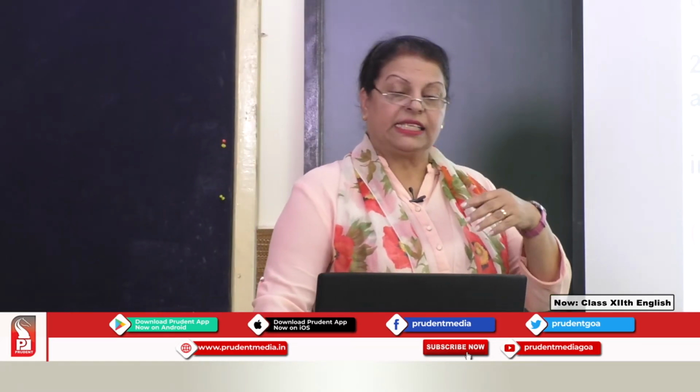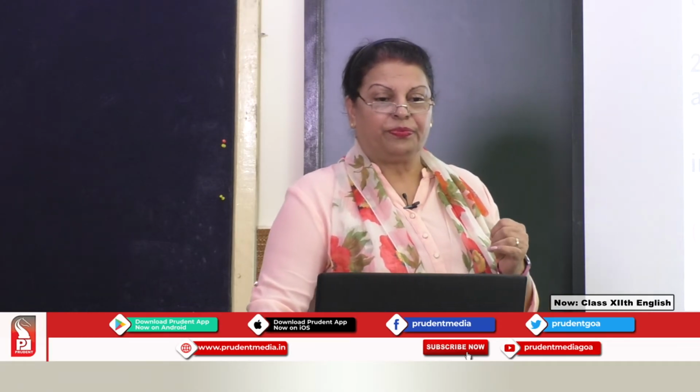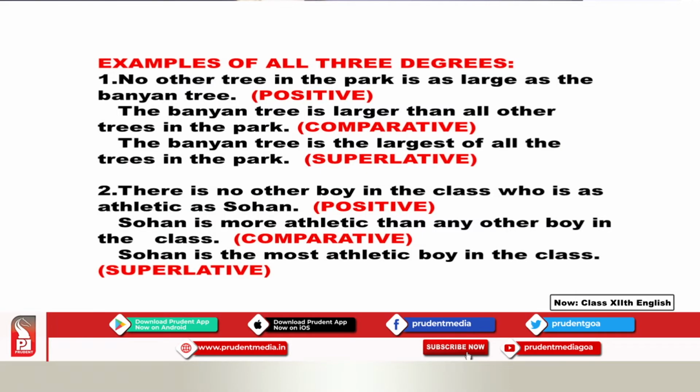Now let's study these examples of all three degrees. It's the same sentence but expressed in the 3 degrees of comparison. We'll start with positive. No other tree in the park is as large as the banyan tree. Now the comparative. The banyan tree is larger than all the trees in the park. And the third, the superlative. The banyan tree is the largest of all the trees in the park.